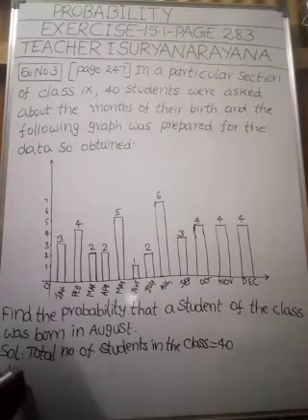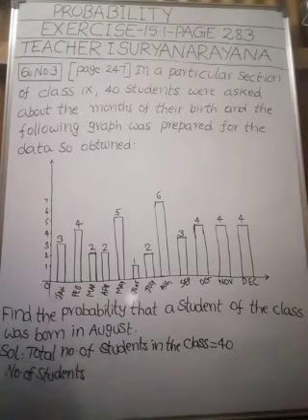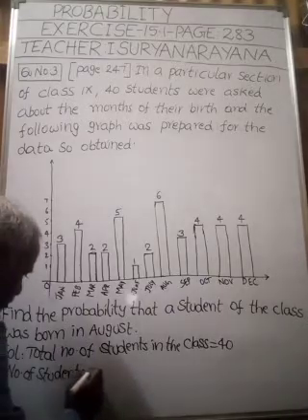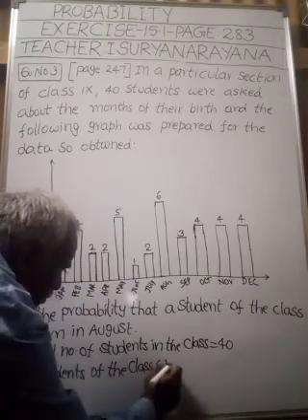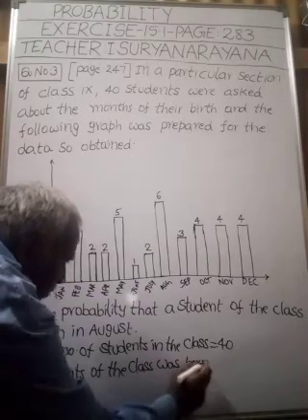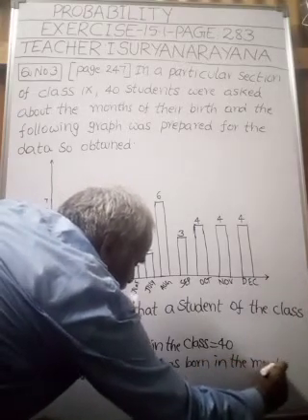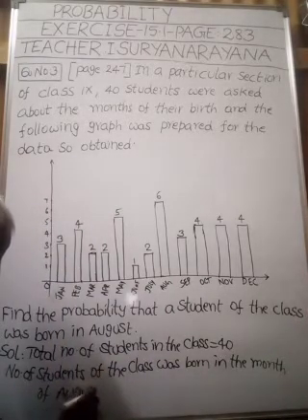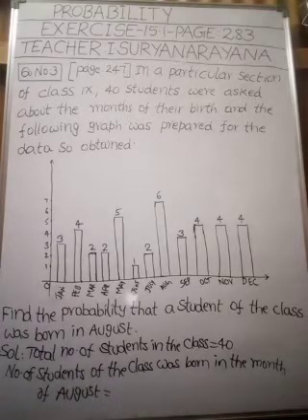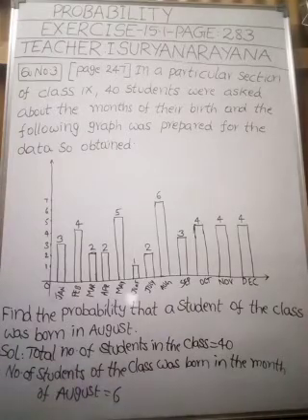Number of students of the class was born in the month of August. How many students were born? 6. Yes or no, my children? Right. Understood this step, my children? Right.